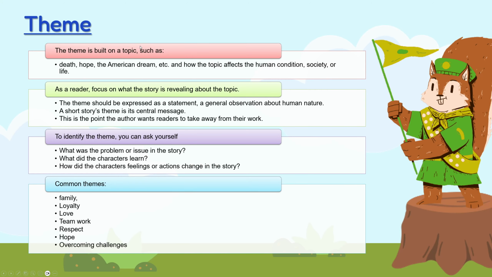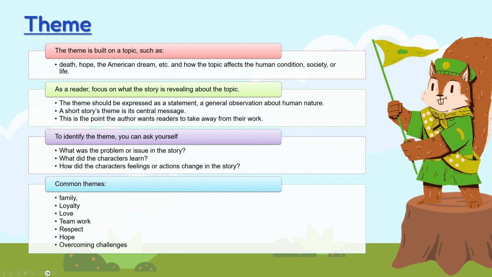Theme. We move to the theme. Theme is built on a topic, for example, death or hope, the American dream, and how the topics affect the human condition, society, or life. So the theme of the story may be about bravery, or justice, or death. As the reader, focus on what the story is revealing about the topic. It should be expressed as a statement, a general observation about human nature.